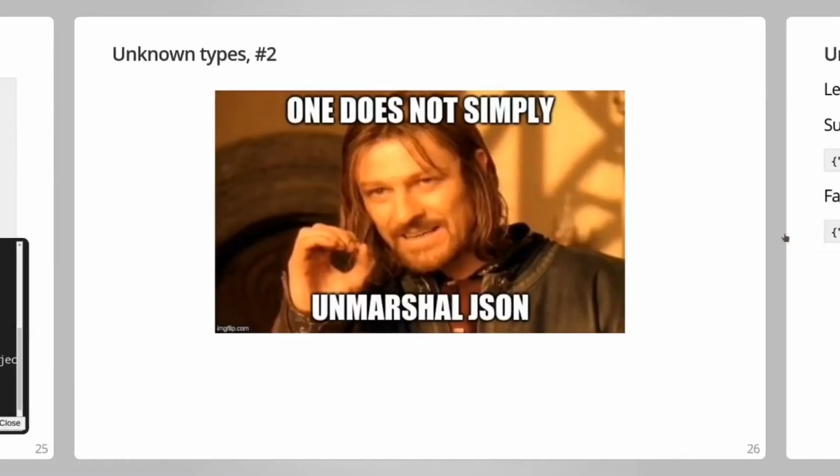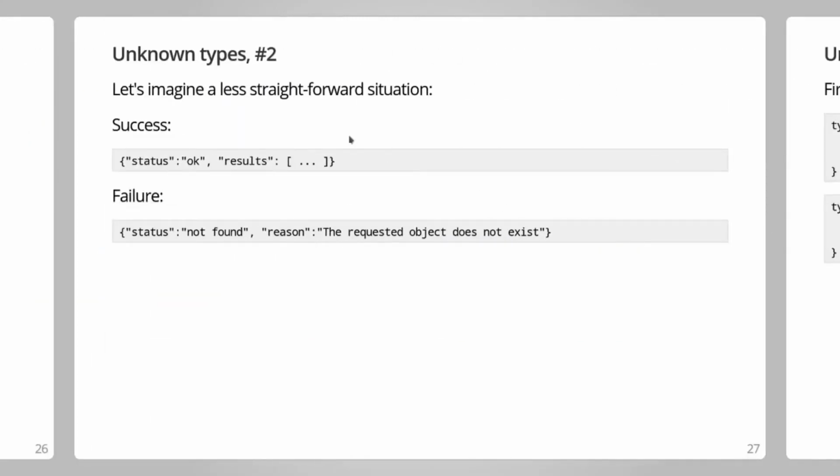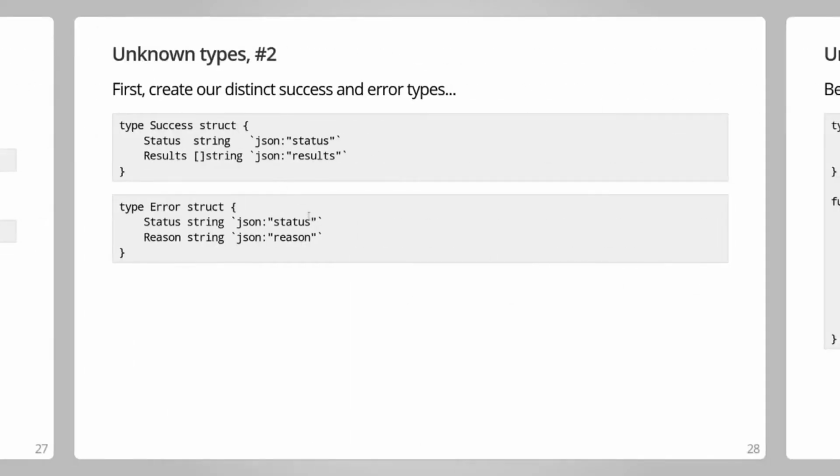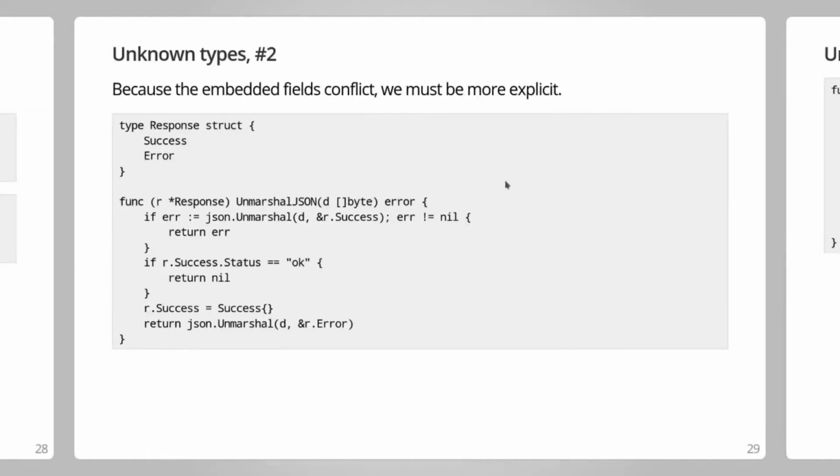But what happens when we have conflicting or overlapping fields? Let's look at an example. So in this example, our API returns a status key for both success and failure. So we update our success and error types to include status. You can see that that's duplicated between success and error. But now it's not sufficient to just embed them because the JSON unmarshaller won't know where the status field goes. So we have to now create our custom unmarshal function.